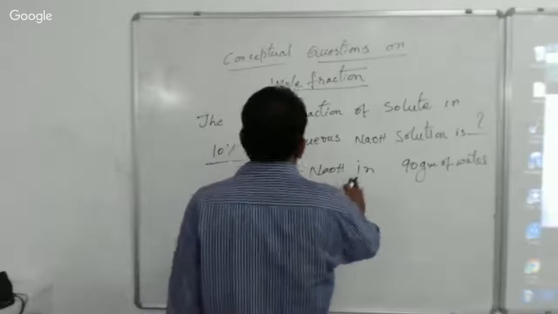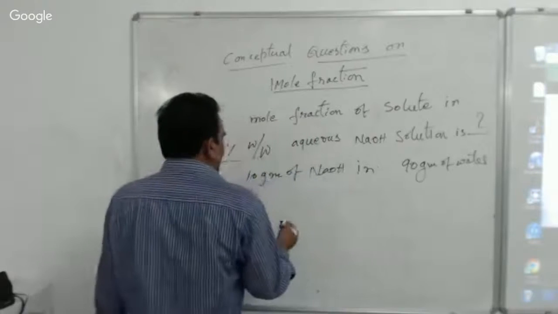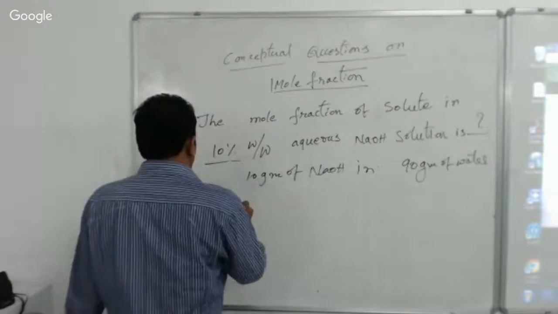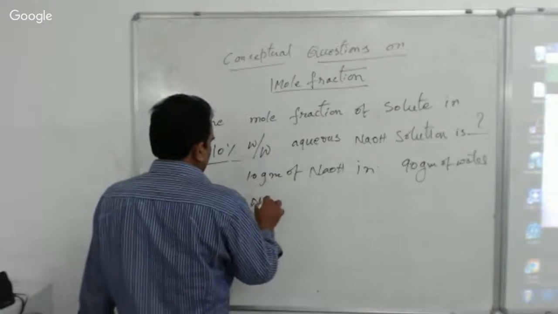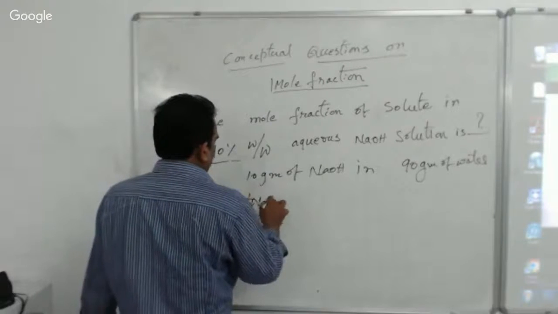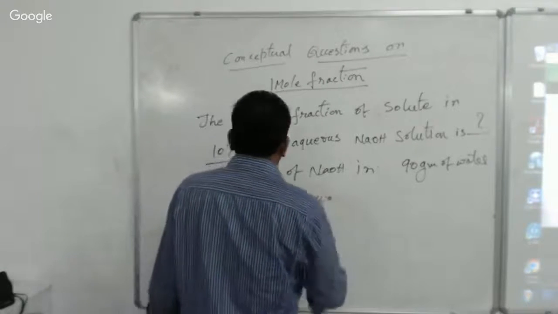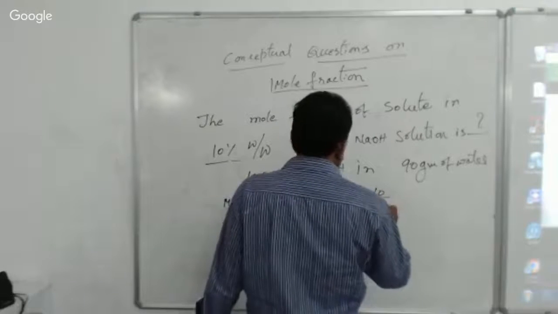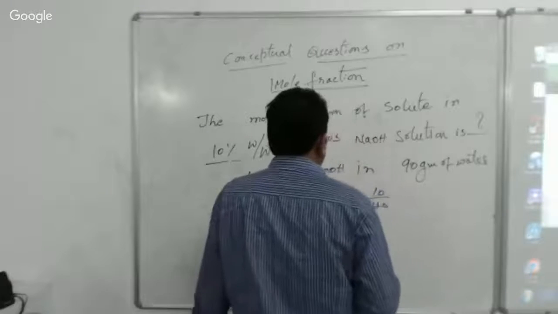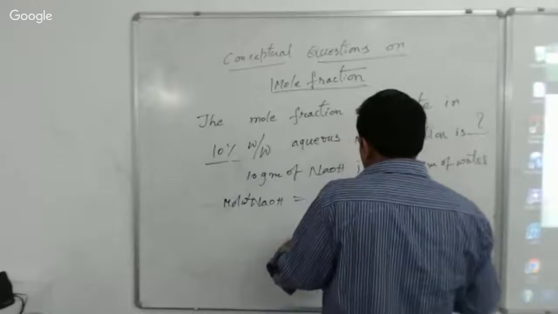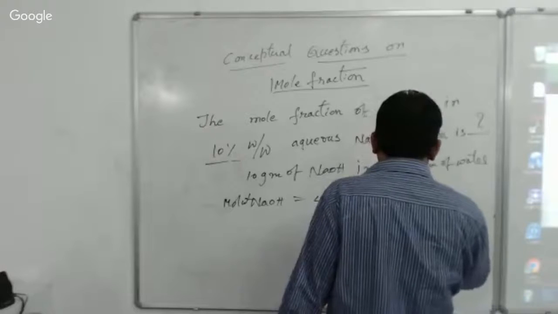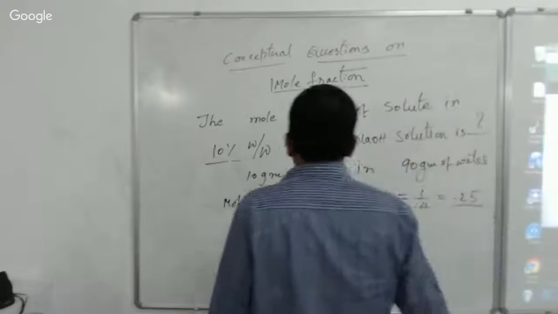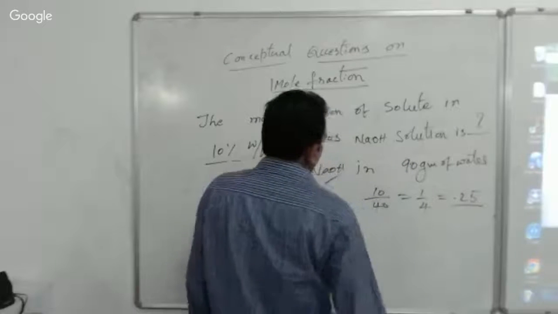So how do you get the mole fraction? We first need the number of moles. The molecular weight of NaOH is 40, which we know pretty well. So the number of moles is 10 by 40, which is 1 by 4, which is 0.25. So the number of moles of NaOH is 0.25.